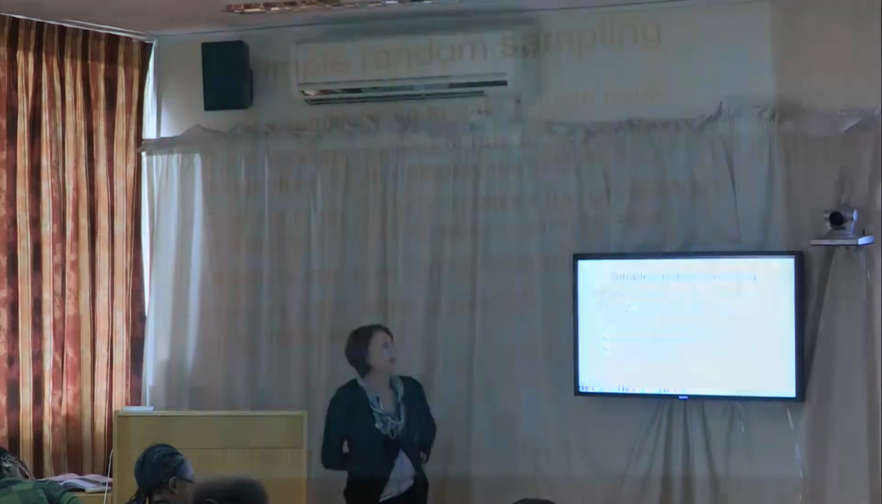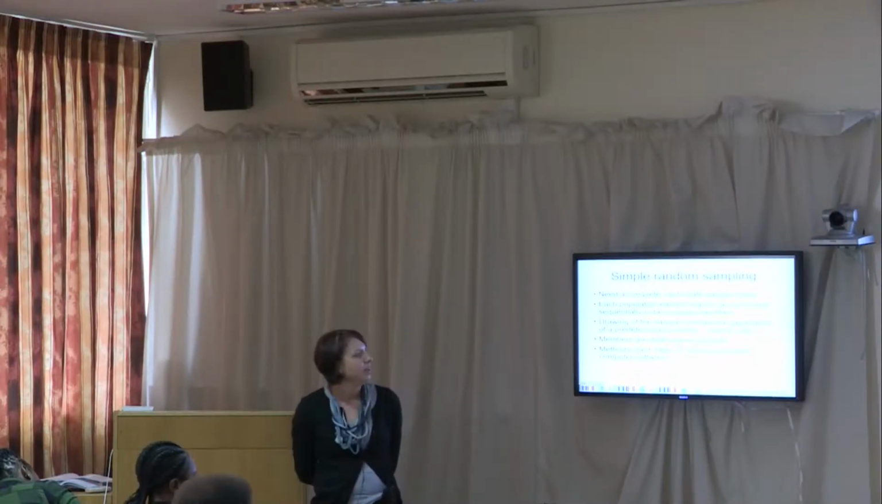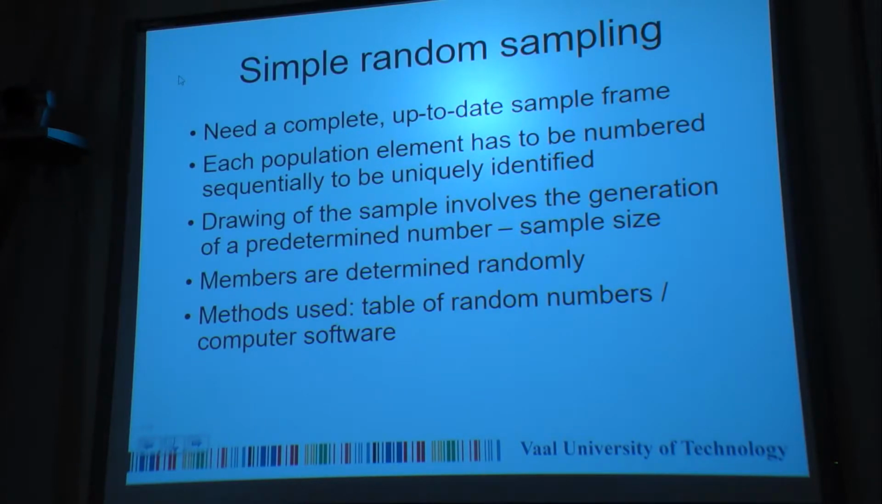Now, let's look at the different probability sampling methods. We have simple random sampling. We need a sample frame, an up-to-date list or sample frame of all possible units of analysis, basically the population. So if I want to do that on VUT students, I need a list of all those students. So that is up to date. Currently, who are all the students that are registered at VUT if I want to do a study on them. Each population element has to be numbered sequentially to be uniquely identified.